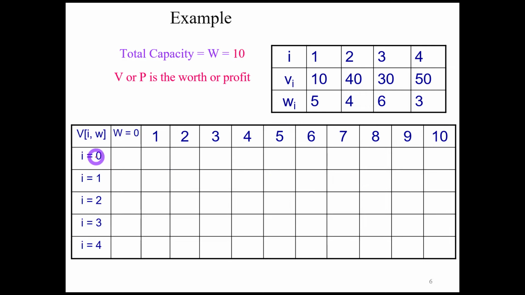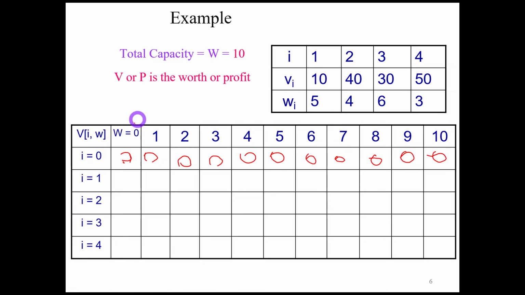Now when I am allowed to pick up item number 0, there is no item number 0, you can see it over here. That means I'm not allowed to pick any item. The total allowed capacity, whether it is 0, 1, 2, 3, no matter how big my bag is, does not matter because I'm not allowed to pick up any item. So the worth will be 0 in this whole row. Just fill the whole row with zeros, right?